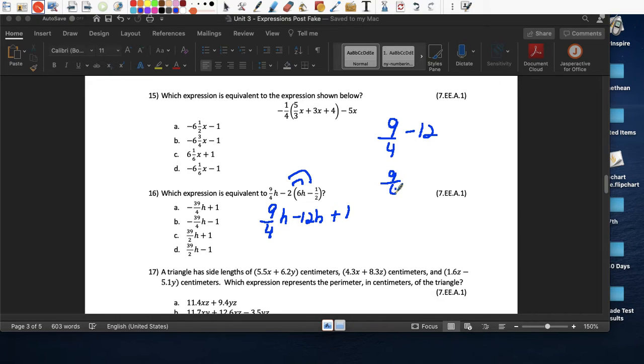Okay, so if you're using your calculator, you're going to get negative 39 over 4. And you have a negative 39 over 4 here. And you forget to put the H. Plus 1, so negative 39 over 4H plus 1, and here's your answer.